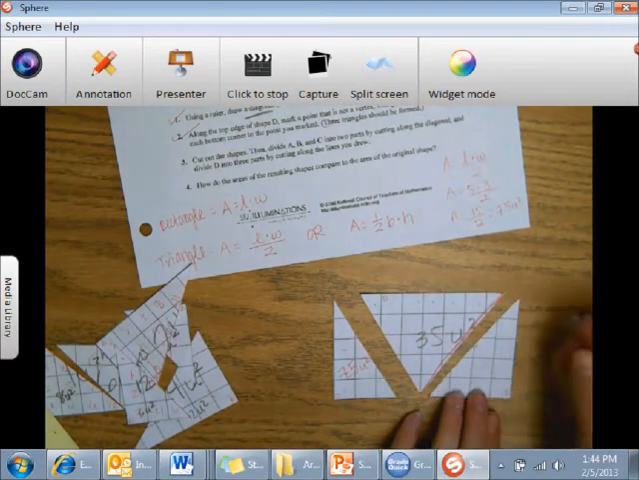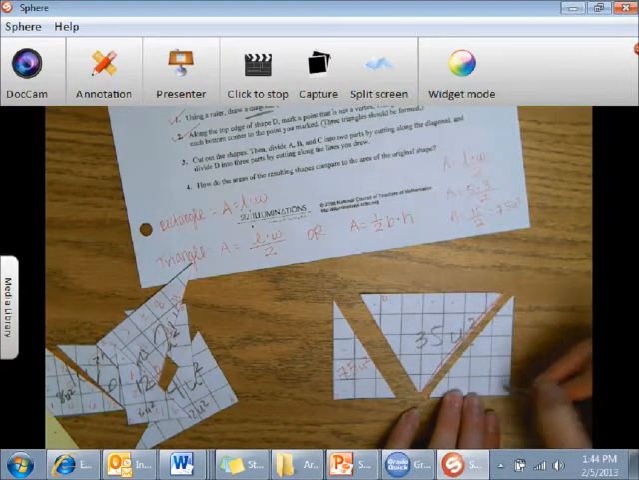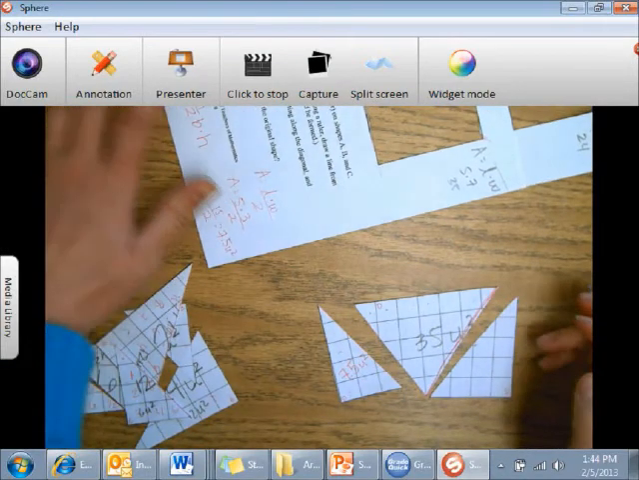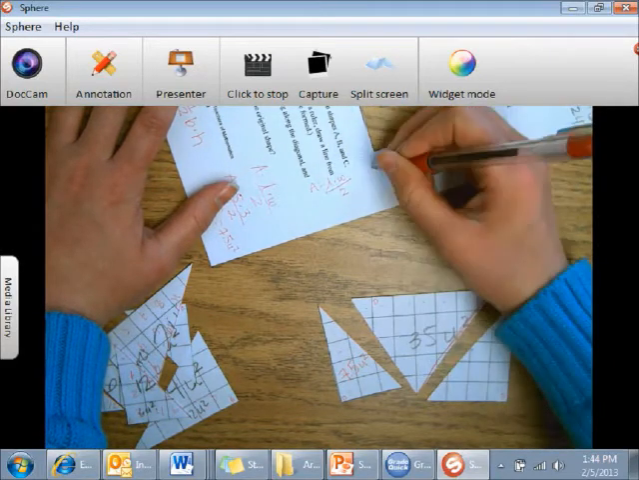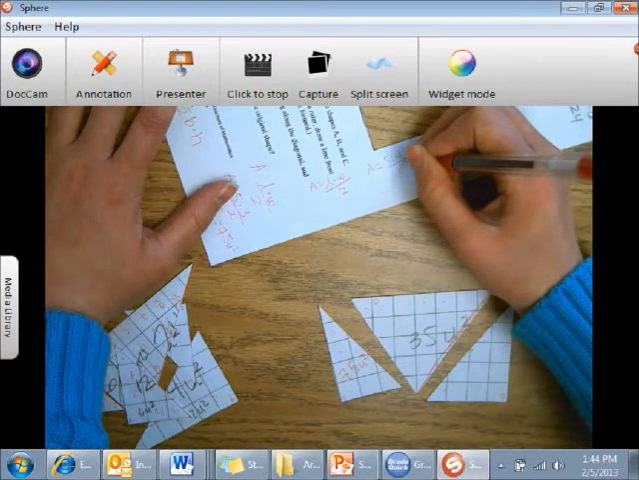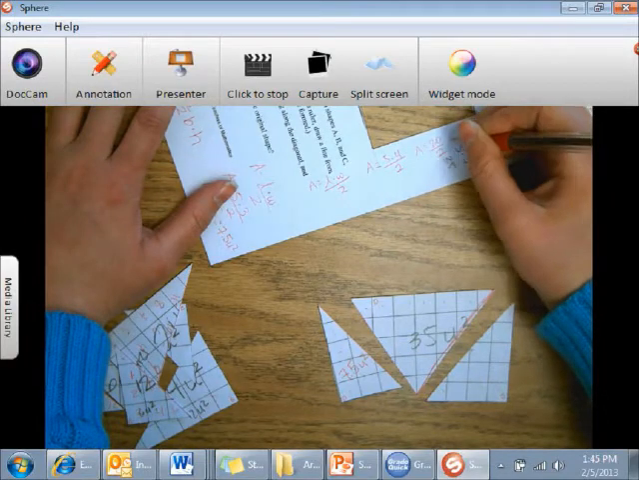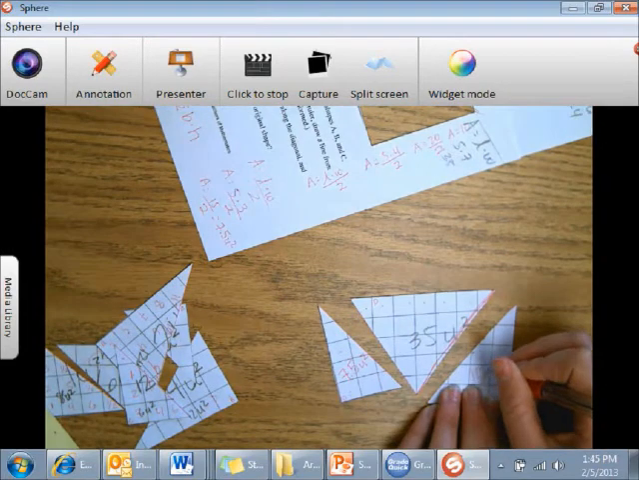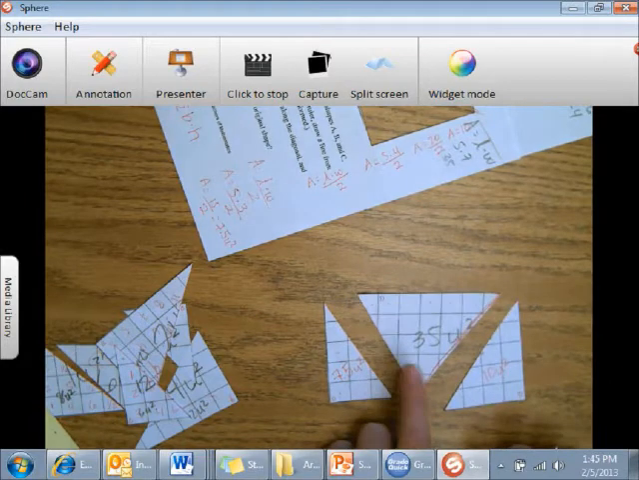Alright, now let's look at this one. 1, 2, 3, 4, 5. 1, 2, 3, 4. Okay, I'm going to turn my page so I just have more room to write. Area equals length times width divided by 2. Area equals 5 times 4 divided by 2. Area equals 20 divided by 2, so the area must be 10. 10 what? 10 units squared. Okay, good. So now we have this guy left.